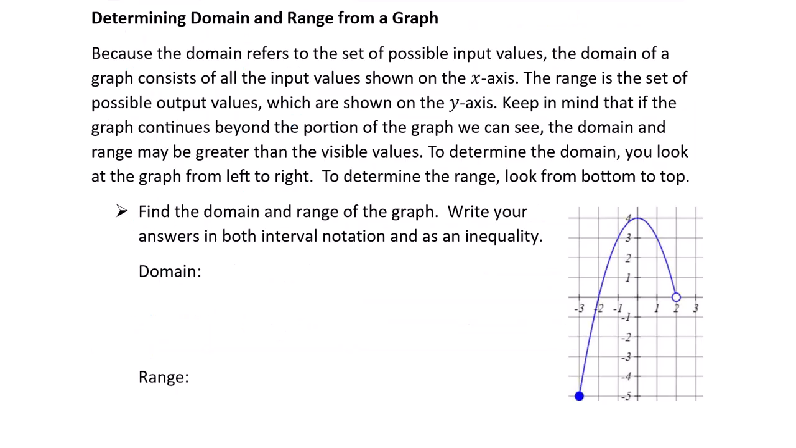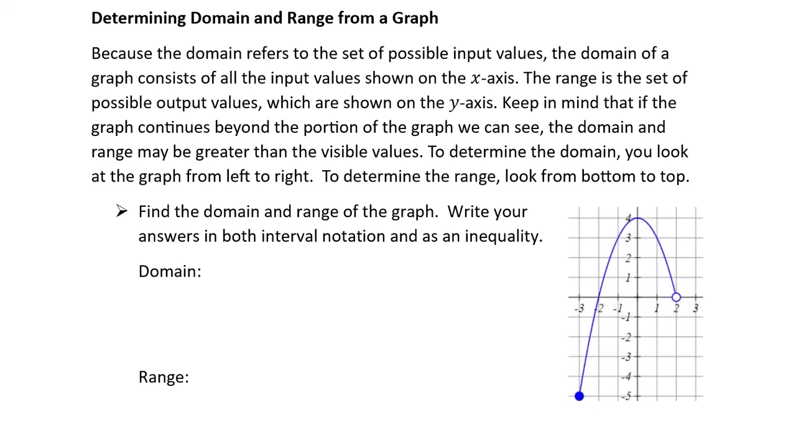Determining domain and range from a graph. Because the domain refers to the set of possible input values, the domain of a graph consists of all the input values shown on the x-axis. The range is the set of possible output values, which are shown on the y-axis. Keep in mind that if the graph continues beyond the portion of the graph that we can see, the domain and range may be greater than the visible values.